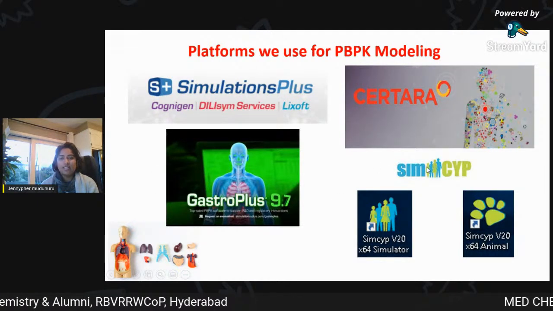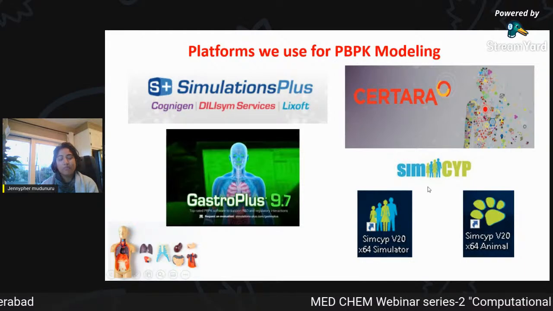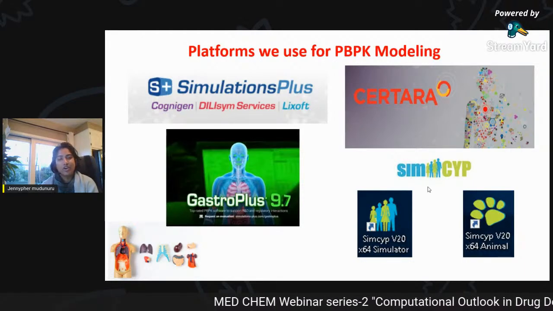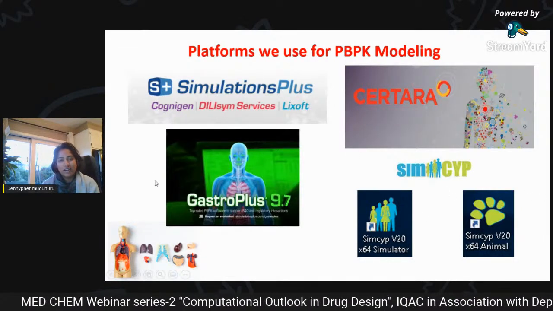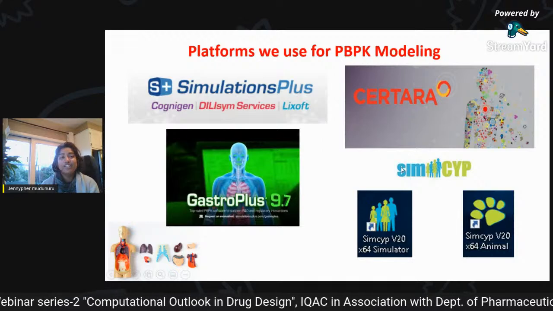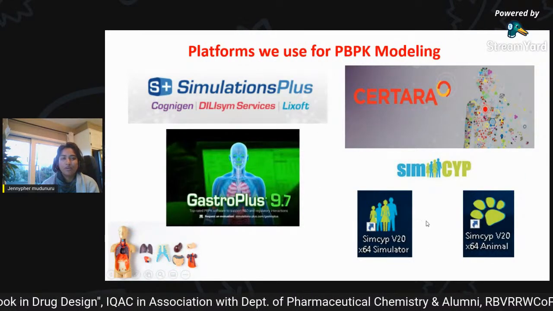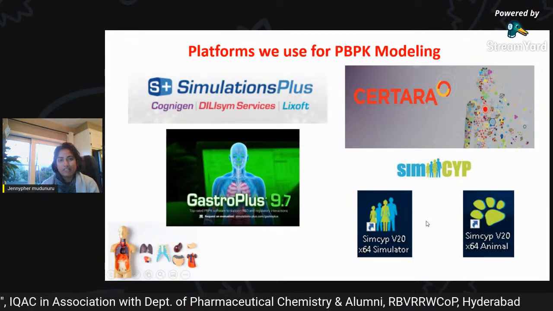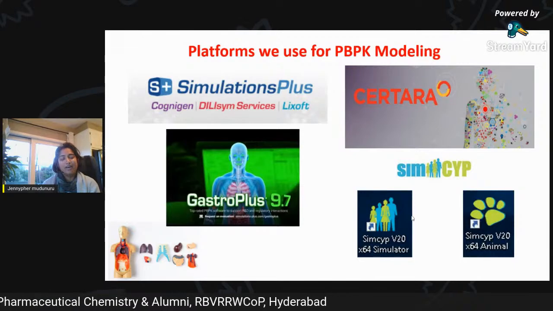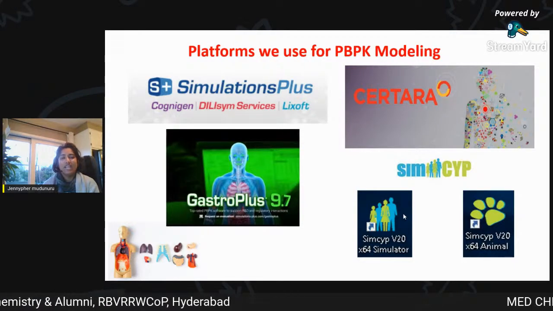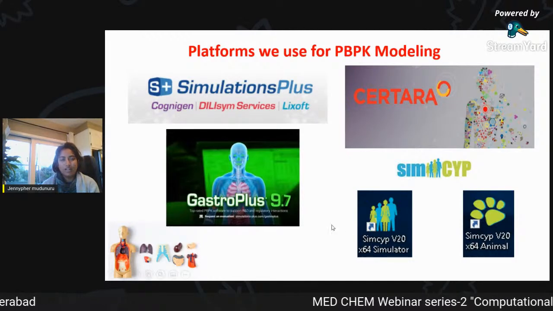SimCyp and GastroPlus are similar on a lot of accounts, but they also have their pros and cons or advantages over each other. So at the end of this presentation I'll show you a snapshot of how SimCyp looks and what goes into the platform, to get you familiar with how everything goes into the system before we do the computational part of the modeling.